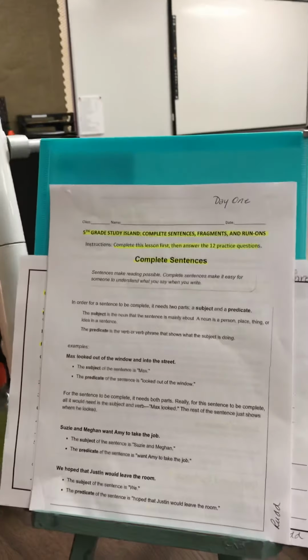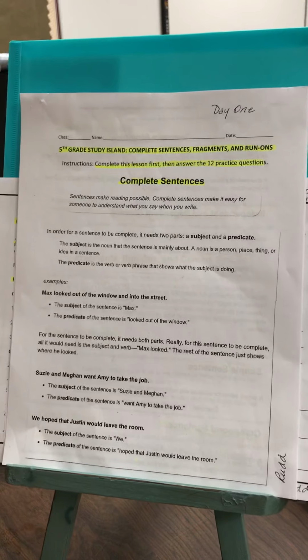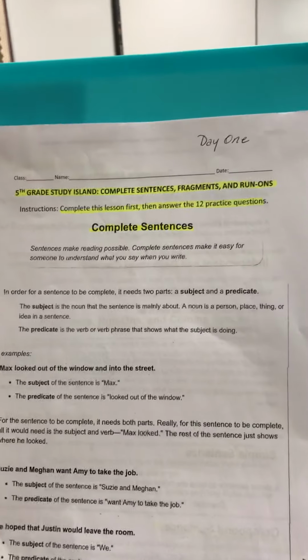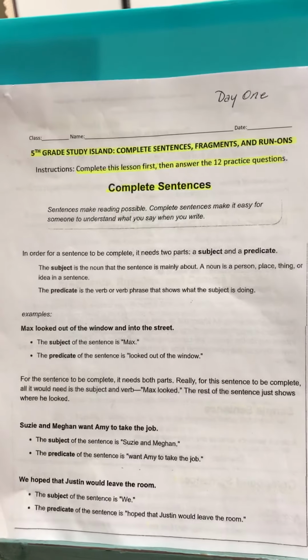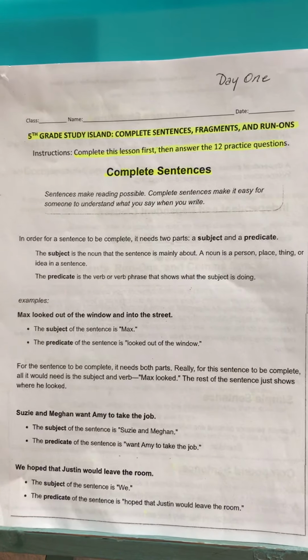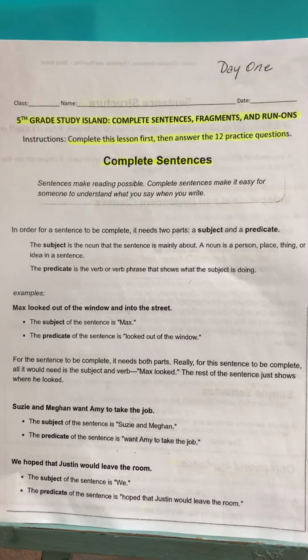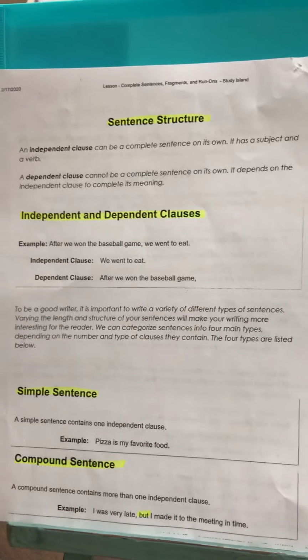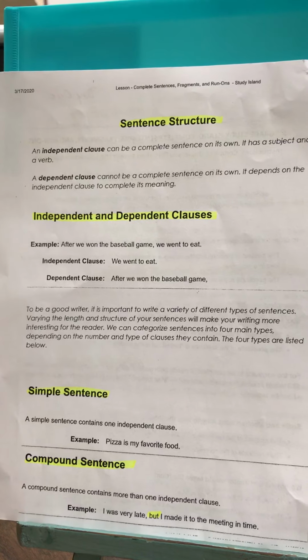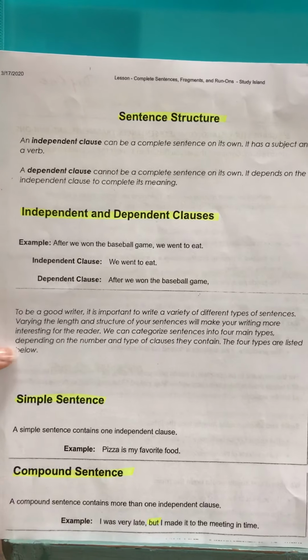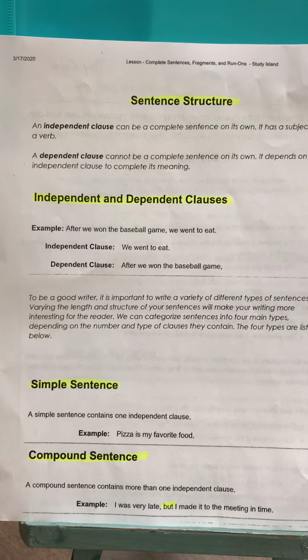All right, now I have printed out your Study Island lesson on complete sentences, fragments, and run-ons. And of course, I know complete sentences is going to be just a review for you because you know that you have to have who's doing it and what they're doing in the sentence. If it's lacking that, then it's not a complete sentence. Then sentence structure, whether it's an independent clause or a dependent clause. Then it gives you an example and some corrections for independent and dependent clauses.